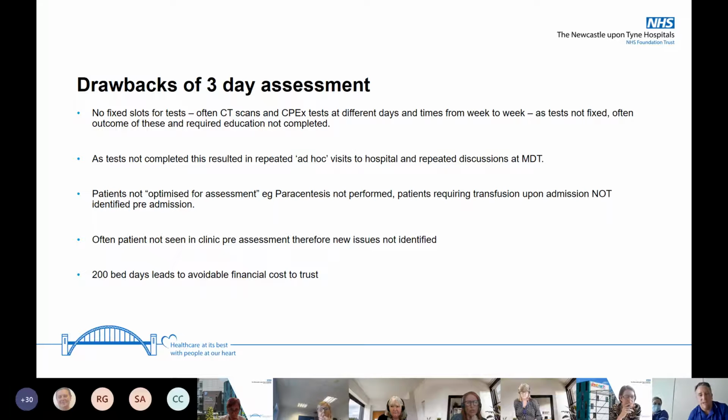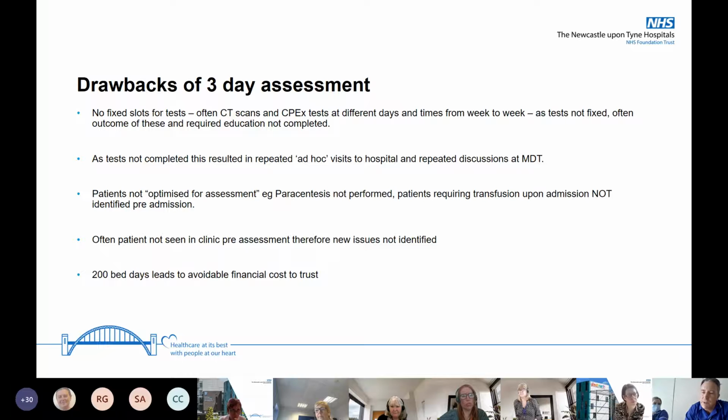So often the outcome of these tests wasn't known at discharge, and then education that was required from that wasn't completed. So we had the patients for a lot of time, like 72 hours, but we didn't do some simple things. And so that meant patients often came back 3 or 4 times for 1 or 2 tests.